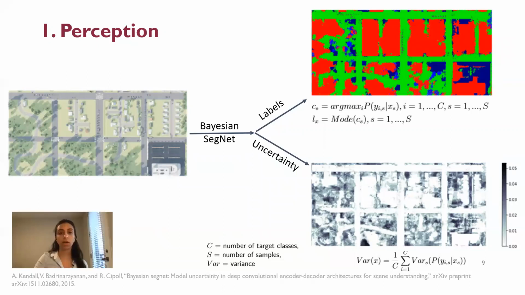This is done by generating multiple stochastic samples of the segmentation and computing the variance over those samples. In the image on the top right, we use the stochastic mode as the segmentation map. On the bottom right, we use the variance over all stochastic samples as the uncertainty map. Darker areas in the uncertainty map correspond to higher values of variance and higher uncertainty. The lighter areas show lower variance and lower uncertainty.